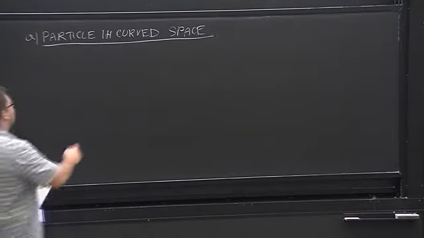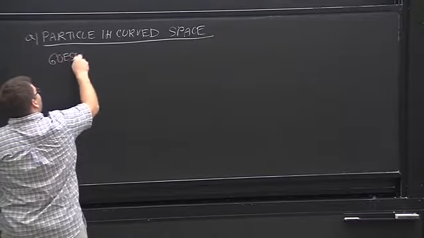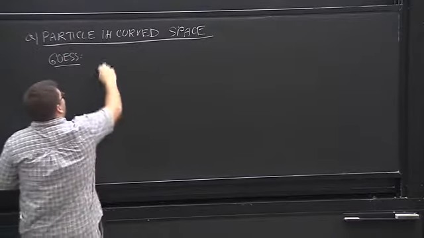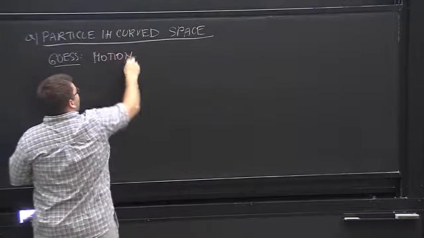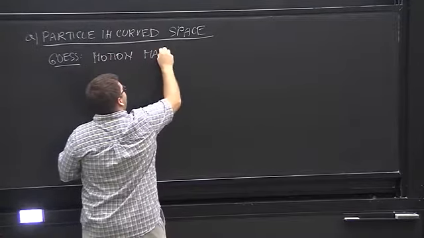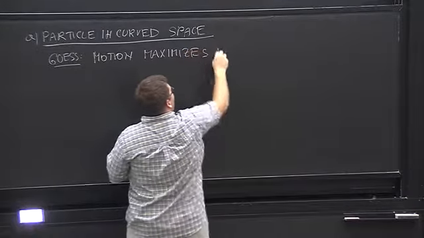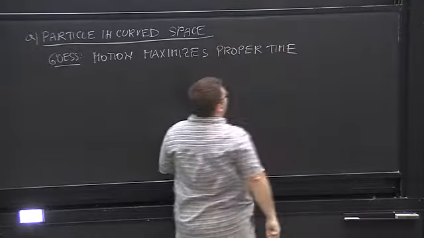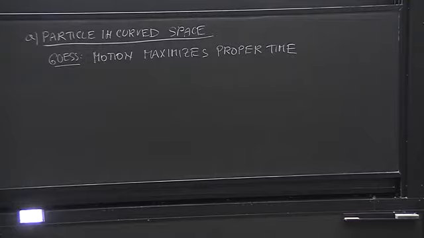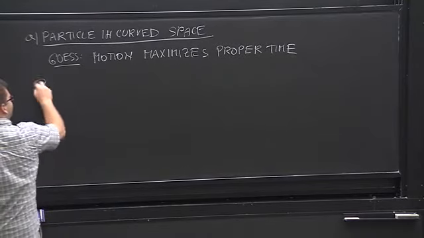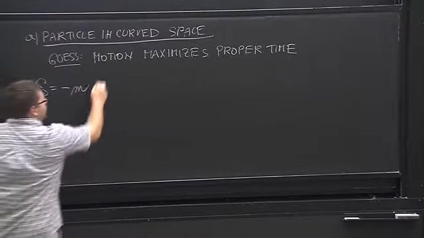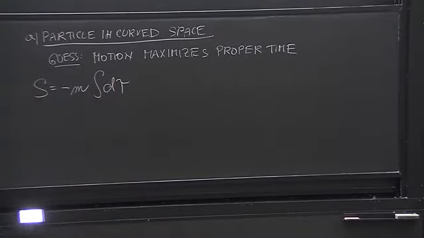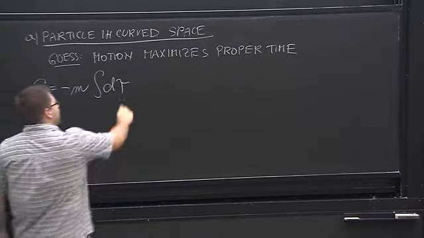Now let us just guess that the same thing must happen in curved space as well. So we guess that again, the motion of a free particle maximizes proper time. If this is to be true, then our action for the particle must be precisely the same action as in flat space. However, now we know that our proper time is given in terms of the curved metric, instead of the flat metric.